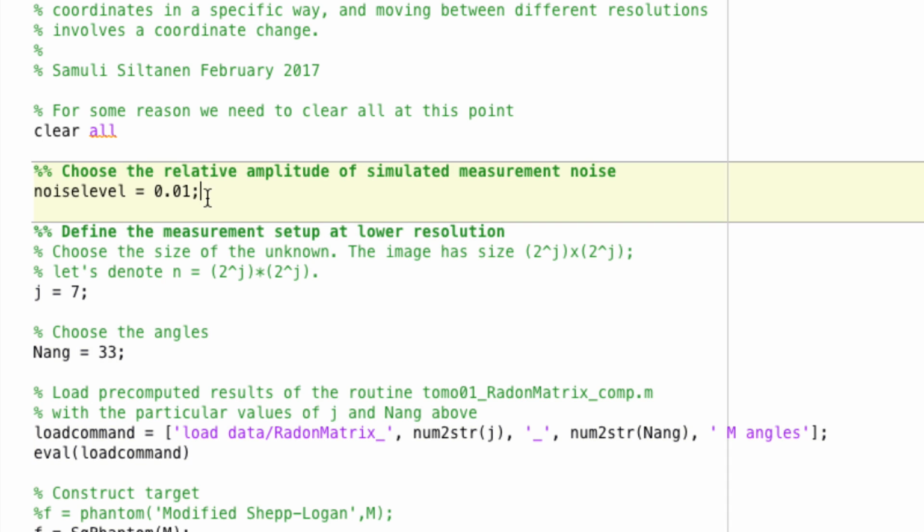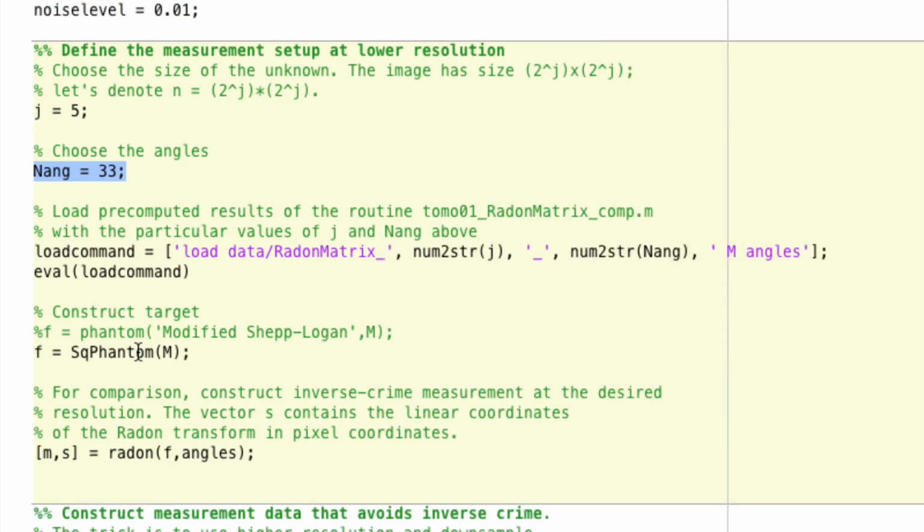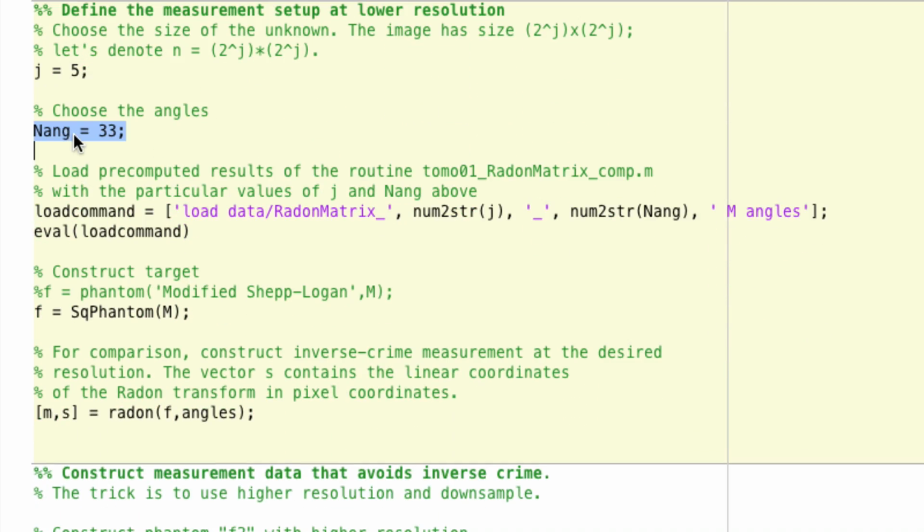Okay. So let's see. Anyway, here I put already in the beginning to choose how much noise we take. So the relative noise level would be like 1% now. And here we choose the resolution of the phantom. Let's do it first with 32 by 32. The number of angles: we specify that we use the specific set of angles defined before in the radon matrix computation. So here we take in, and actually the main thing to take in is just the angles.